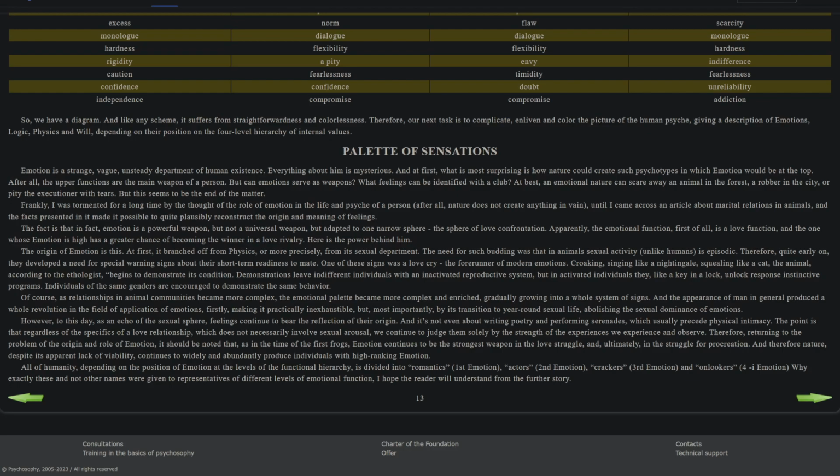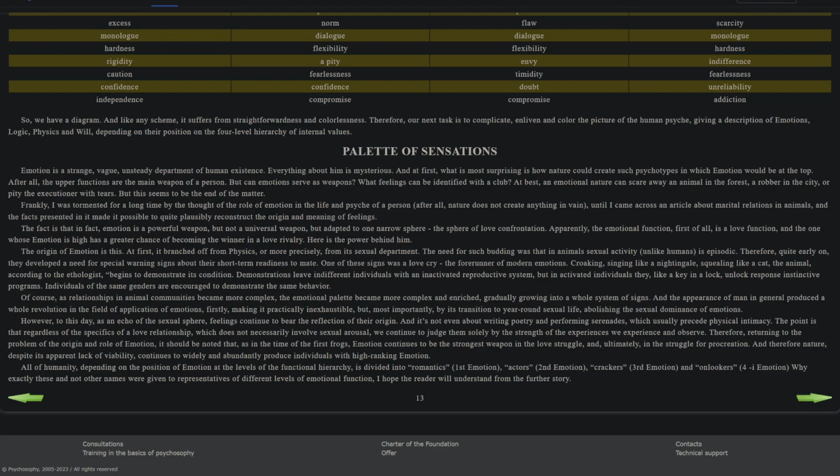At first, it branched off from physics, or more precisely, from its sexual department. The need for such budding was that an animal's sexual activity, unlike humans, is episodic. Therefore, quite early on, they developed a need for special warning signs about their short-term readiness to mate. One of these signs was a love cry, the forerunner of modern emotions. Croaking, singing like a nightingale, squealing like a cat, the animal, according to the ethologist, begins to demonstrate its condition.